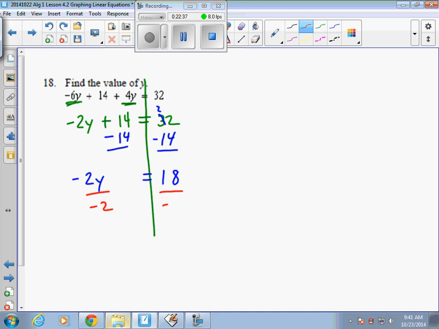Divide by negative 2 to cancel that out. A positive divided by negative is going to be a negative. 18 divided by 2 is 9.